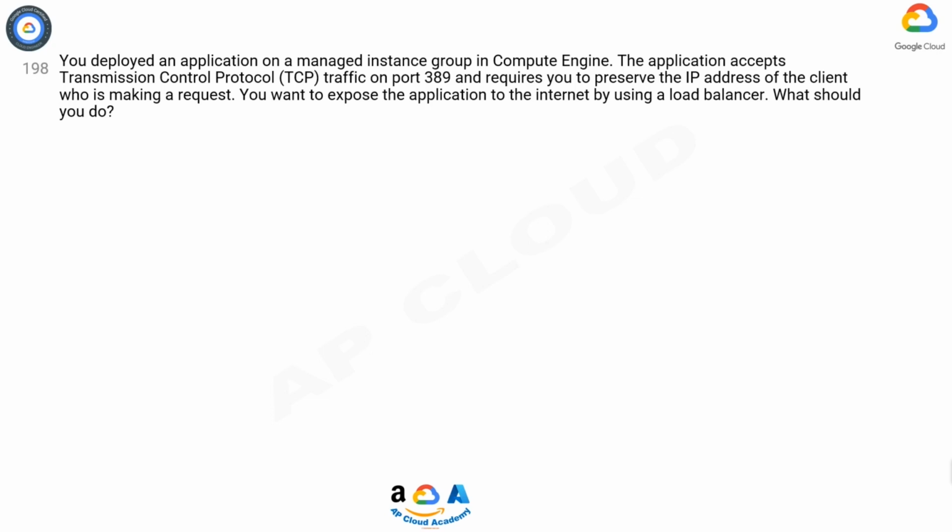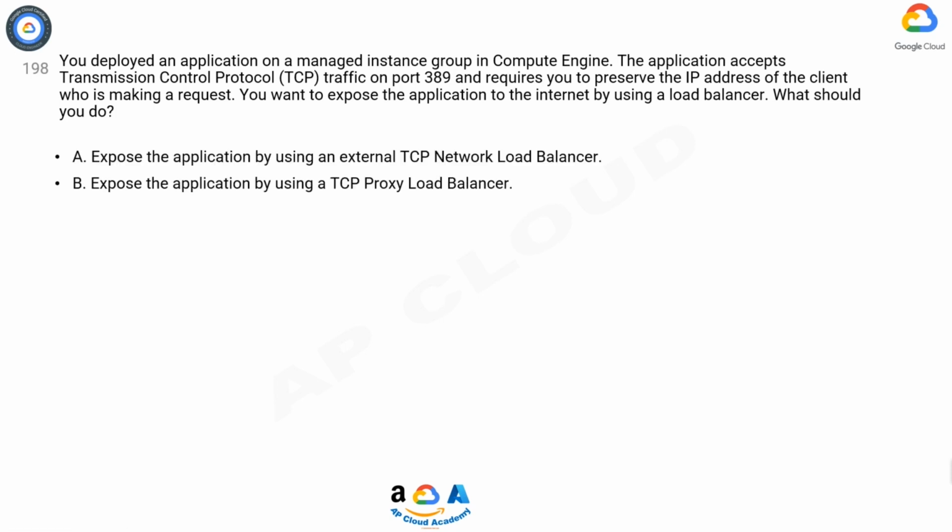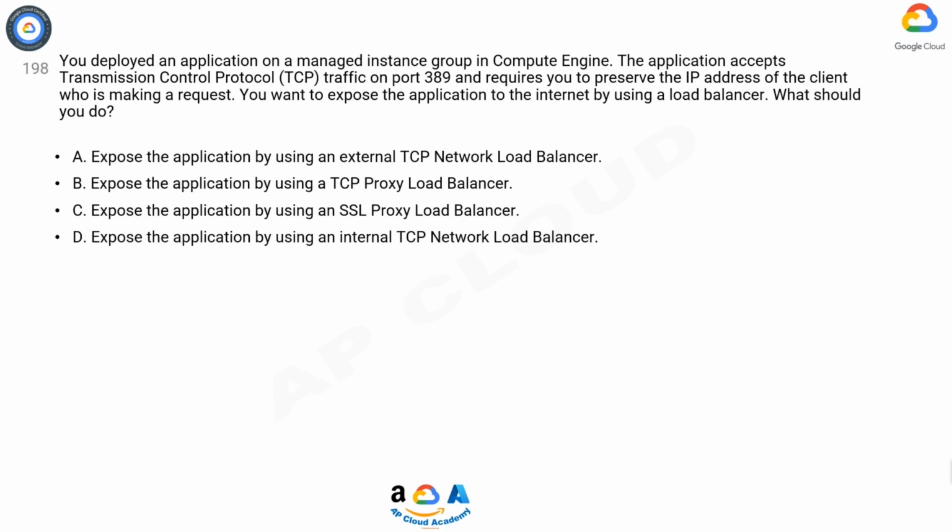198. You deployed an application on a managed instance group in Compute Engine. The application accepts Transmission Control Protocol, TCP, traffic on port 389 and requires you to preserve the IP address of the client who is making a request. You want to expose the application to the internet by using a load balancer. What should you do? A. Expose the application by using an external TCP network load balancer.